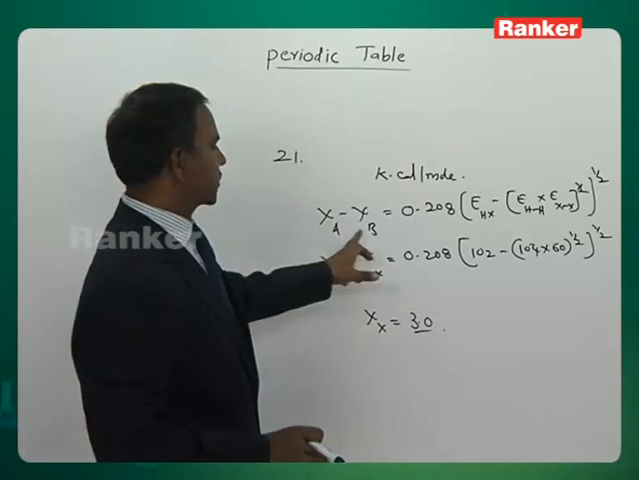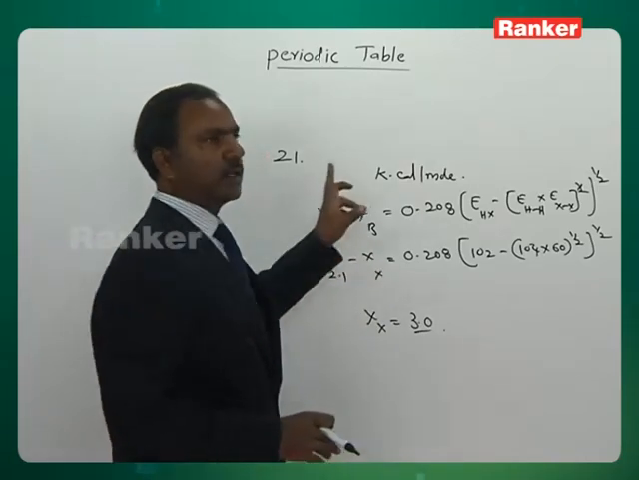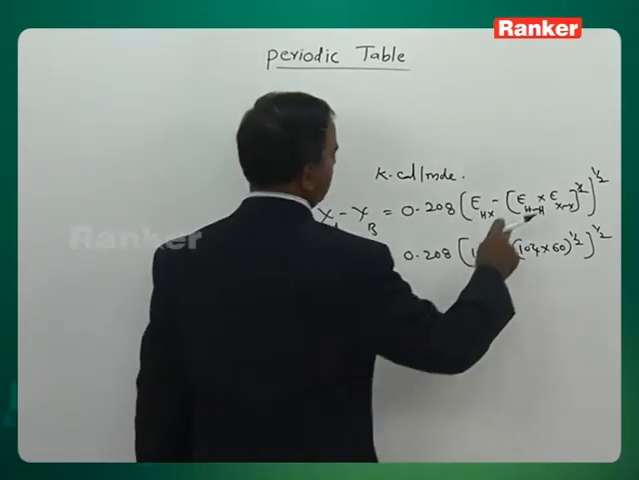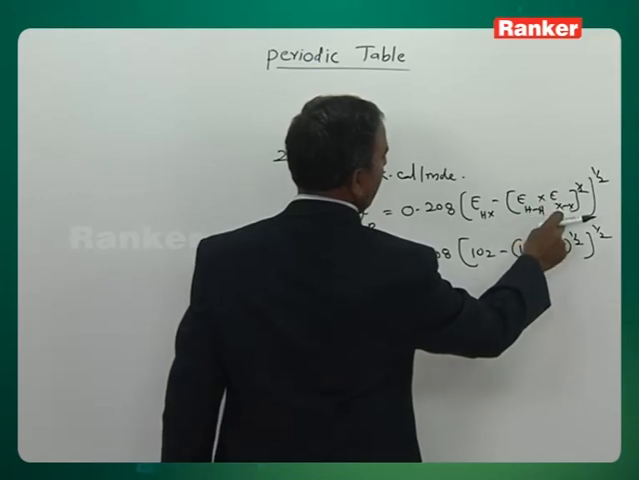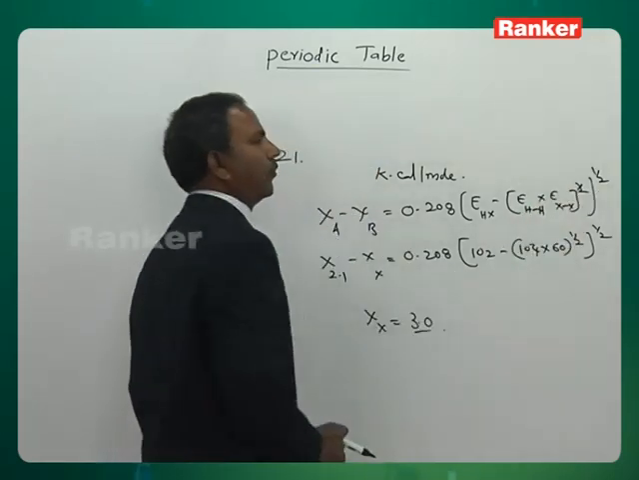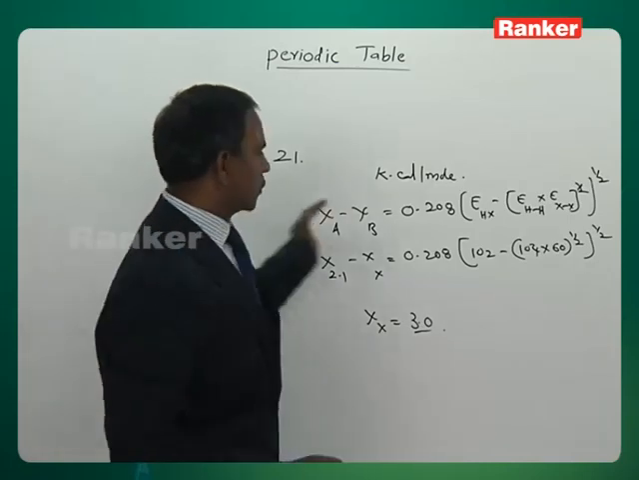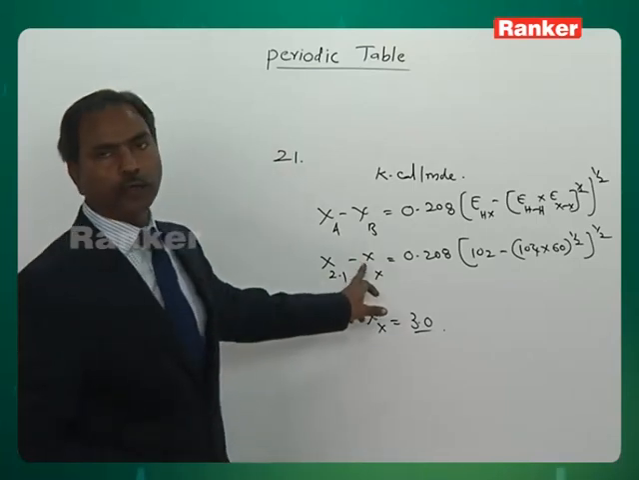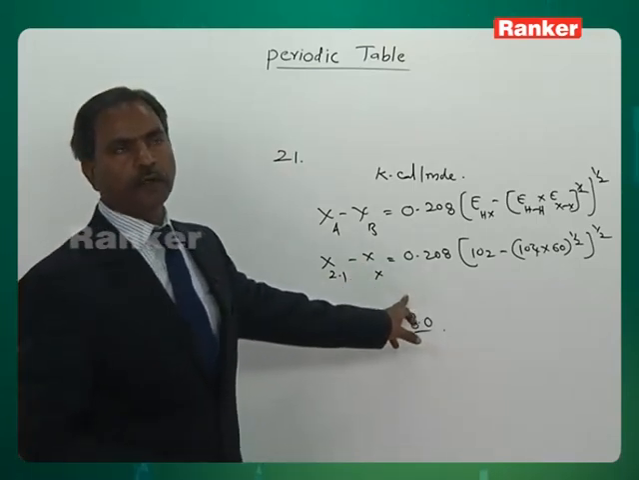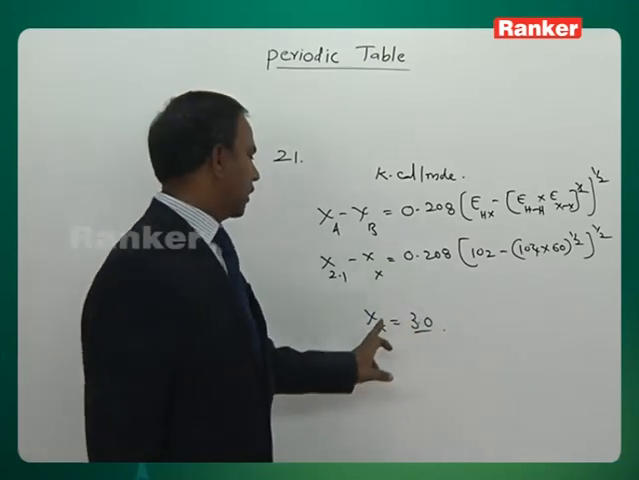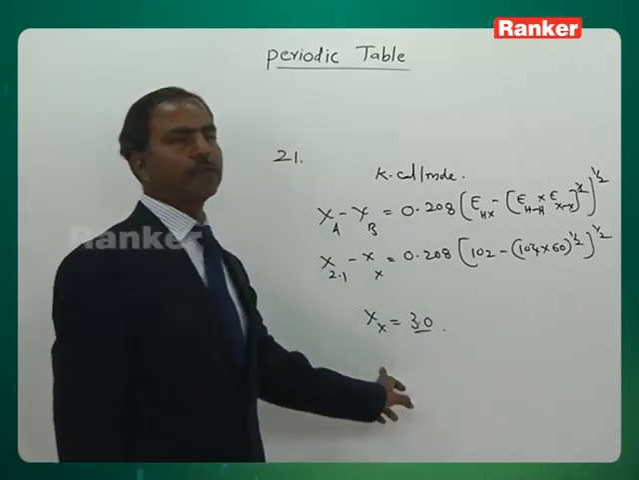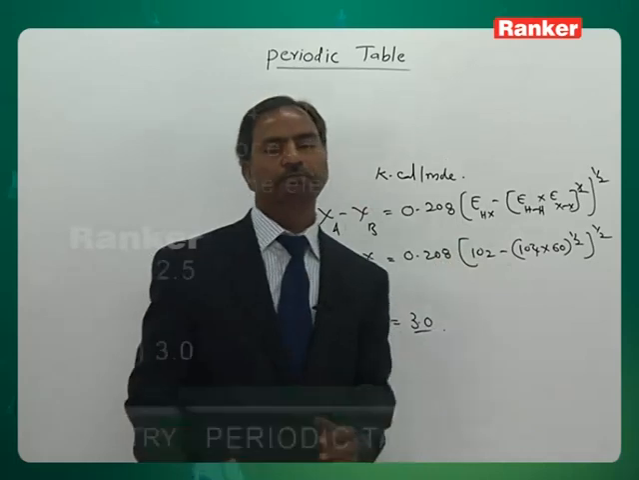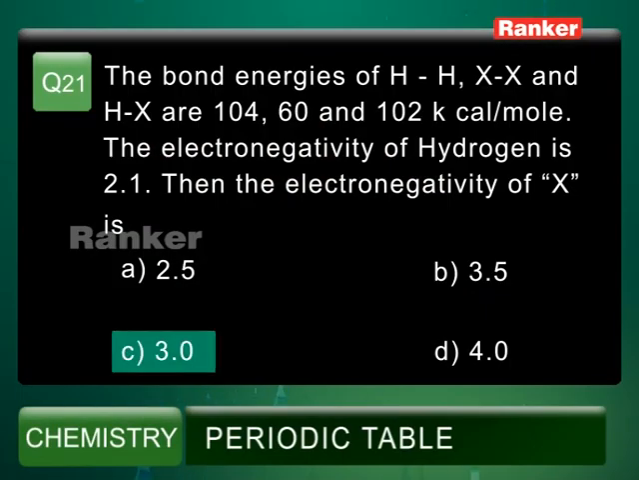Chi A minus chi B, that means electronegativity of A minus electronegativity of B, is equal to 0.208 times the bond energy of HX minus the square root of the bond energy of hydrogen into bond energy of halogen, the whole to the power half. Now substitute all these values and calculate, then you will definitely get the electronegativity of X. Most probably it may be chlorine, and you get chi X, the electronegativity of X, as 3. You calculate and check according to this equation. Therefore, question number 21, answer is C.